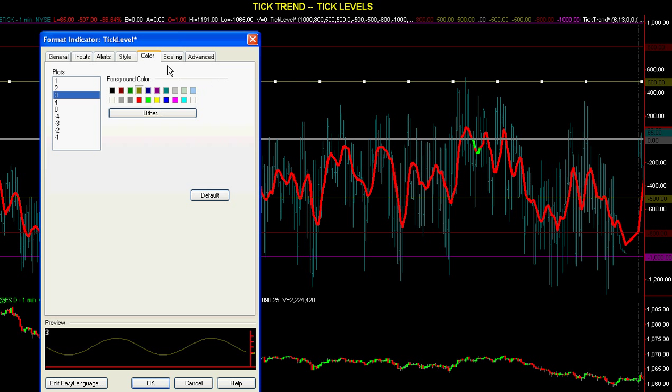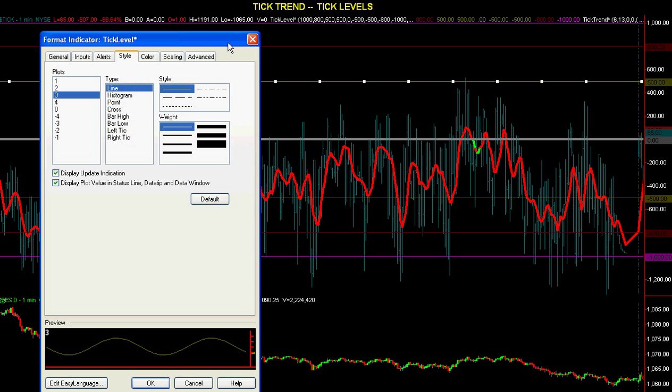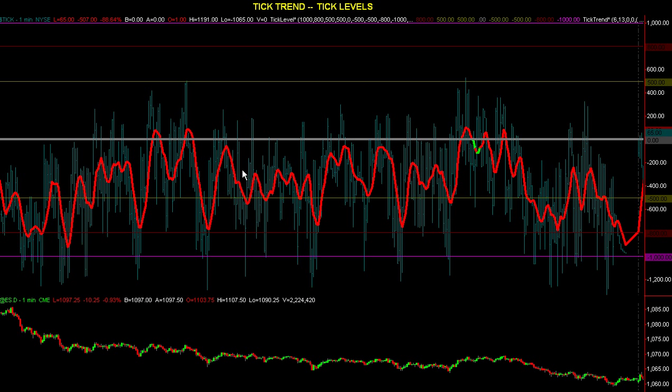the tick levels, very simple horizontal lines, which I have set to 1,000, 800, 500, minus 500, minus 800, minus 1,000. These can be changed. You can change it to whatever you like. And I only use 3 lines above 0, 3 lines below 0. That's why I have 2 of them set to 500. Color, styles, user friendly. You can choose whichever you like.